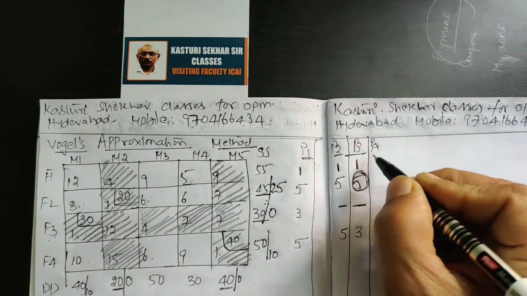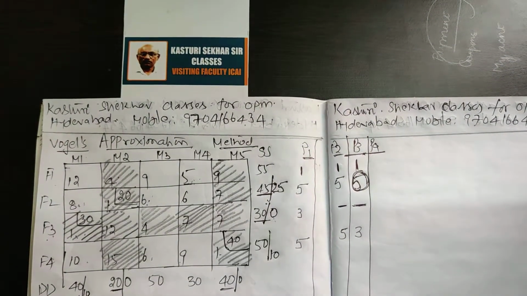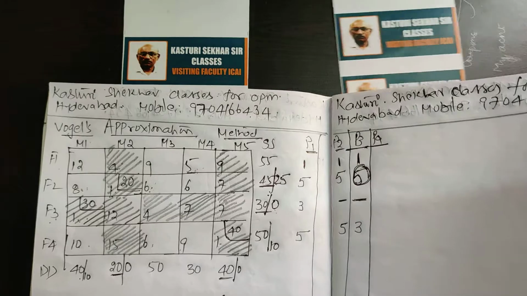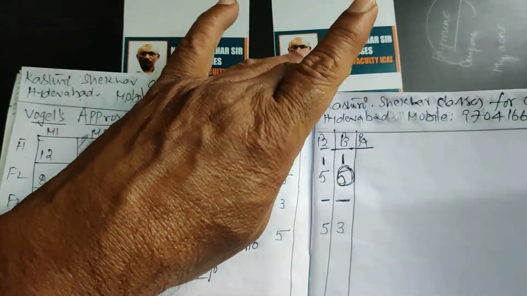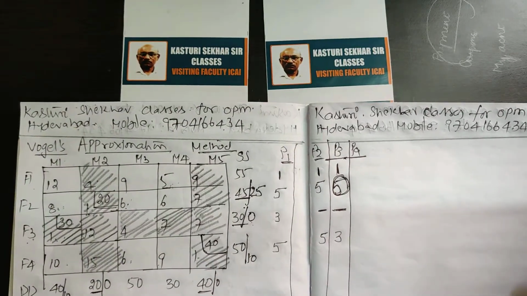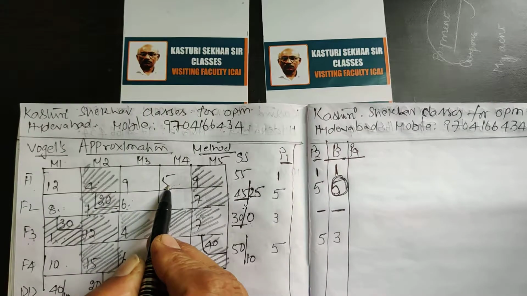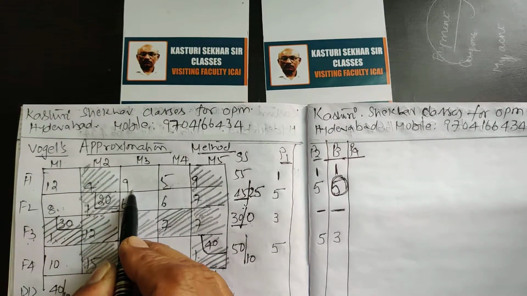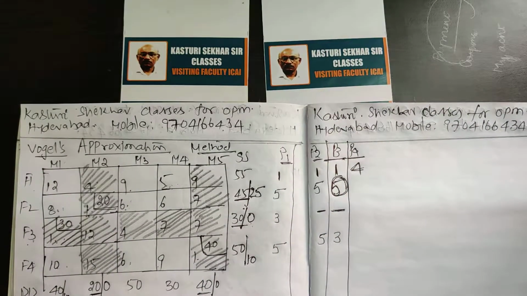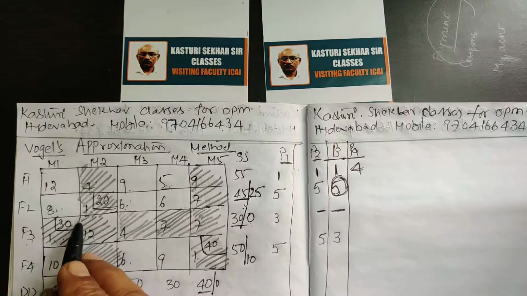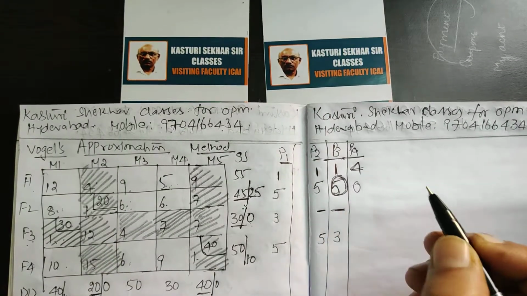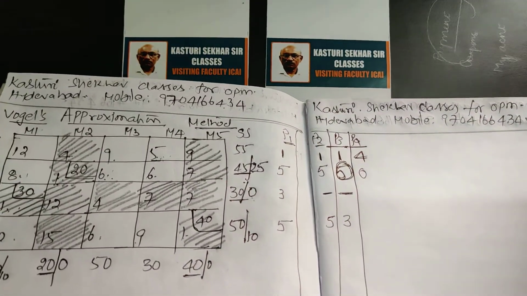Penalty 4. Row wise, lowest value, first row 5 rupees, second lowest value 9 rupees. 5 and 9, 4 rupees. Second row lowest value is 6, second lowest value also 6. 6 and 6 difference is 0.